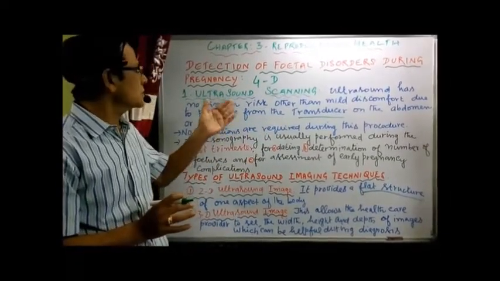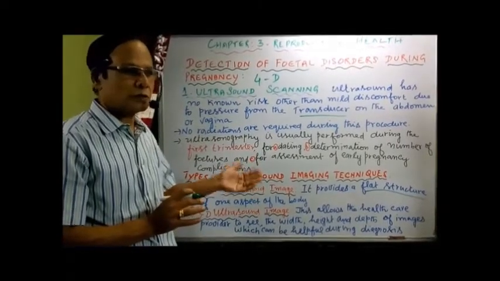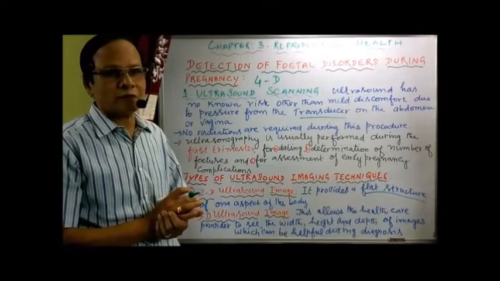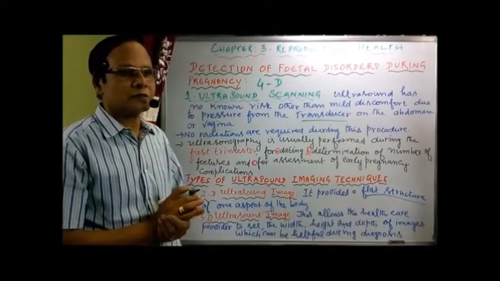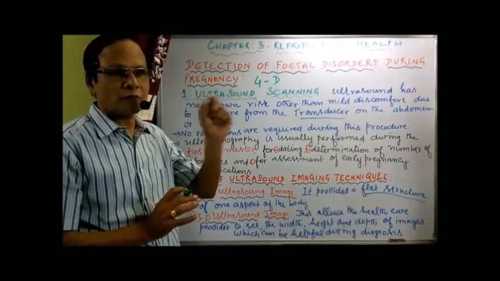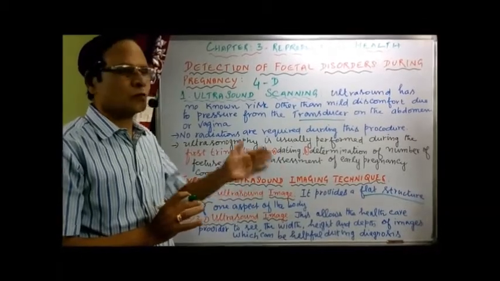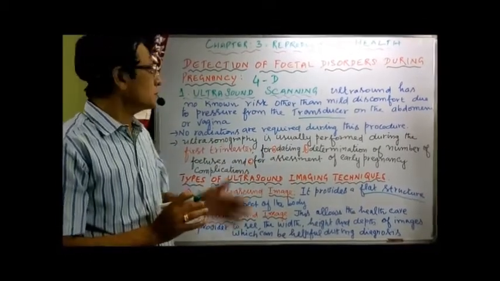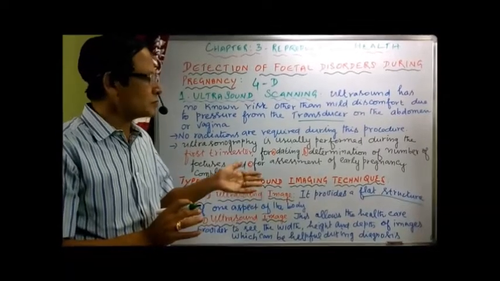That is about the ultrasound scanning method, the three types, 2D, 3D and 4D, mainly for finding the early complications of pregnancy, the number of fetuses, and also the dating, how long the embryo is old, in terms of weeks and days. That's about ultrasound scanning, the first procedure. The second procedure we have to go to is amniocentesis.